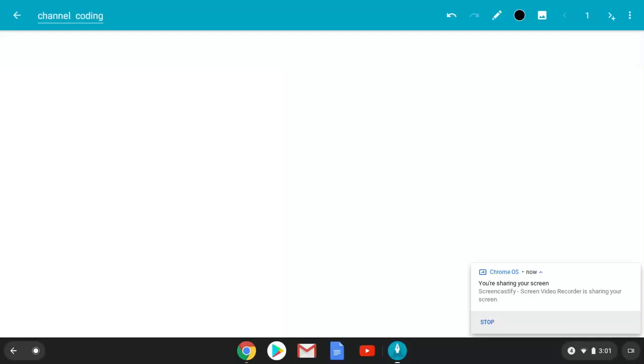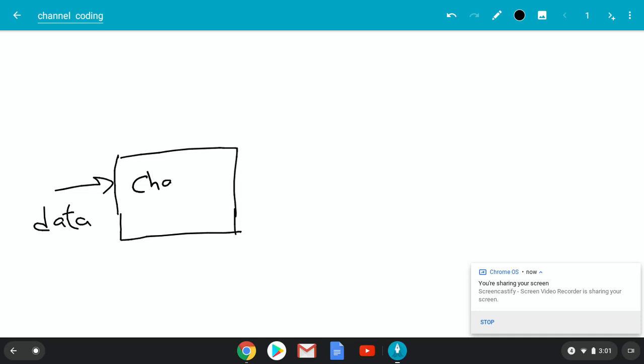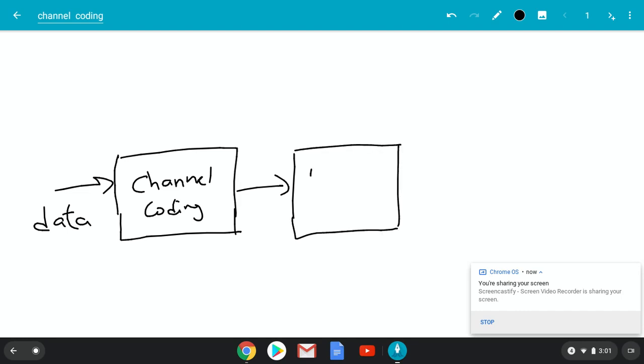Hello, everybody. So in this video, we're going to talk about an overview of channel coding, in fact, of linear block coding. So let's start with the overall block diagram. First, let's say you have your data, and you're going to do channel coding first. And then you're going to transmit this through the binary symmetric channel with a transition probability p.